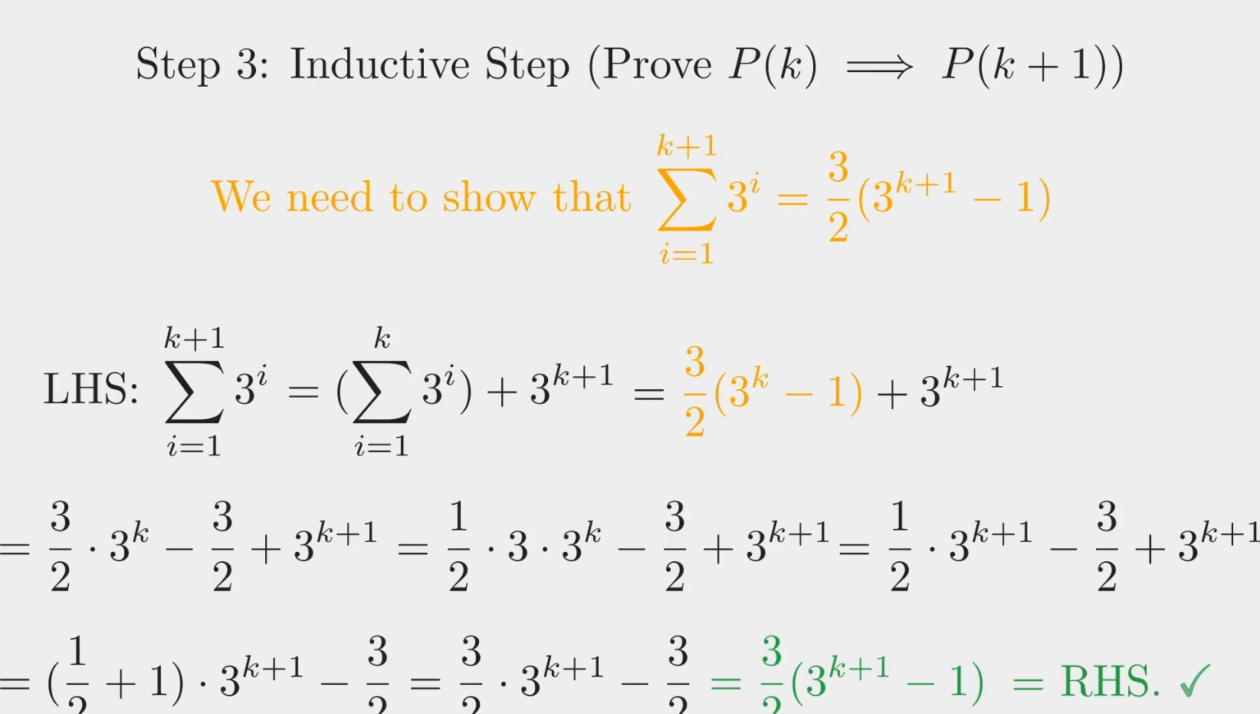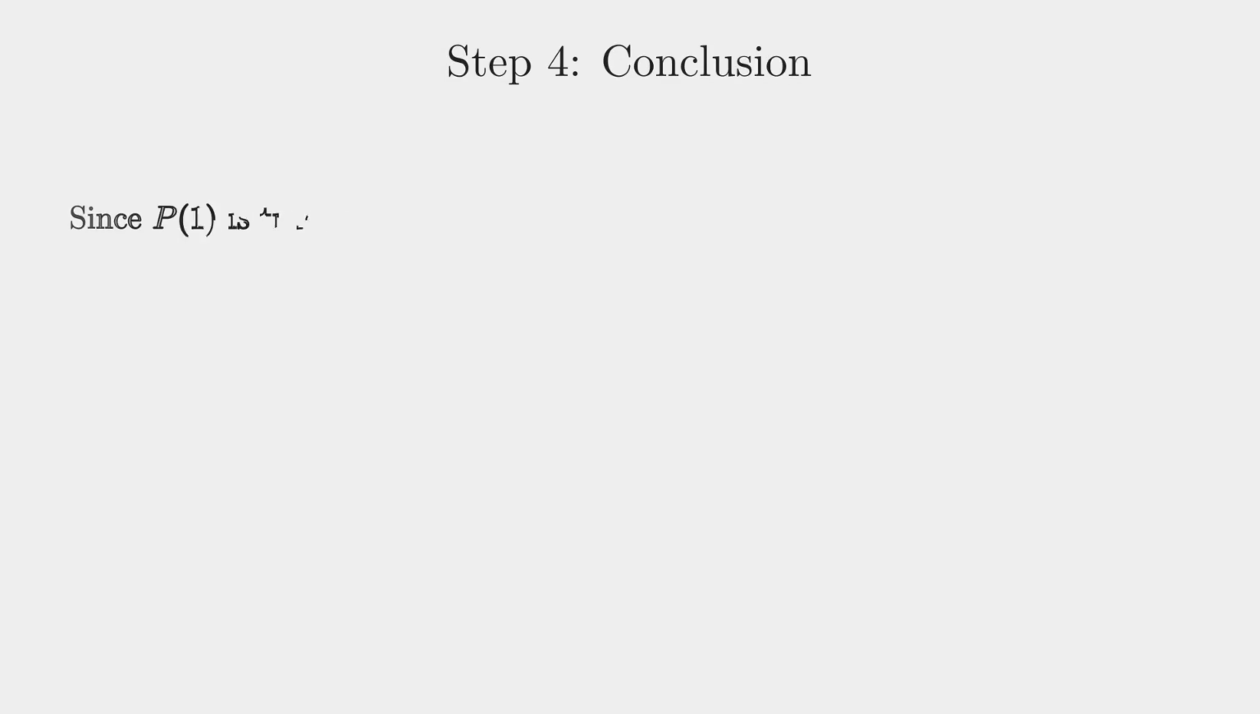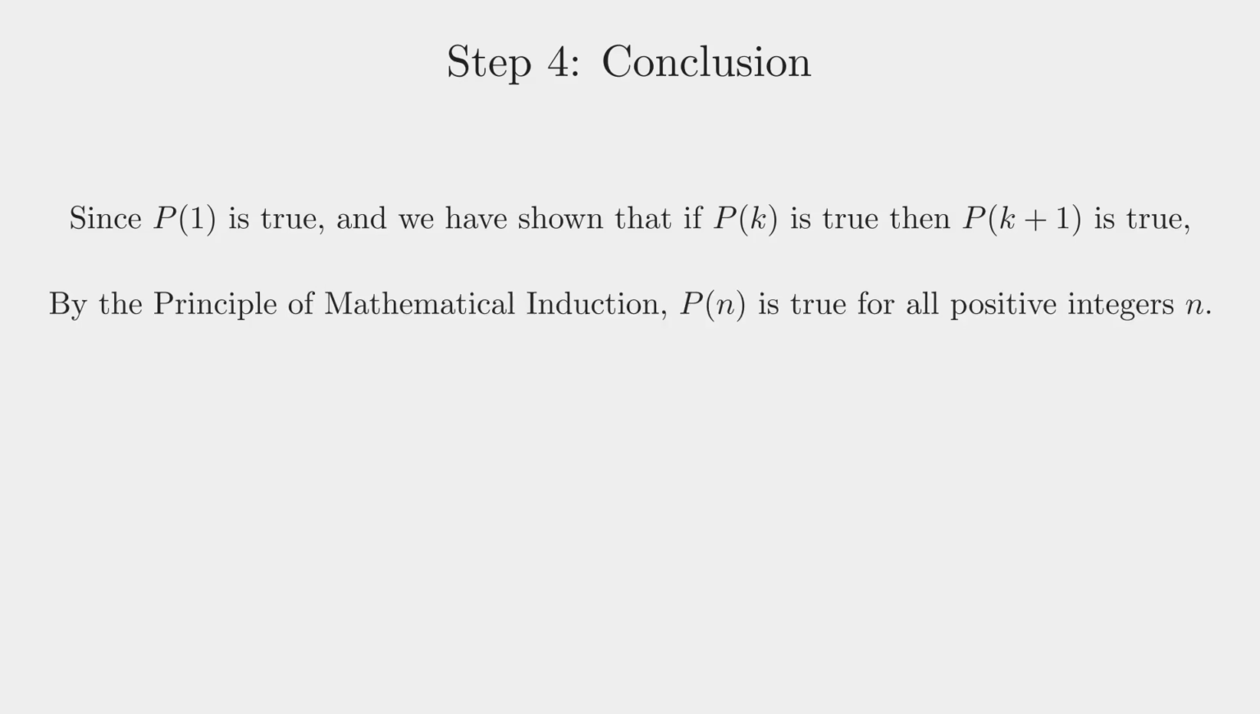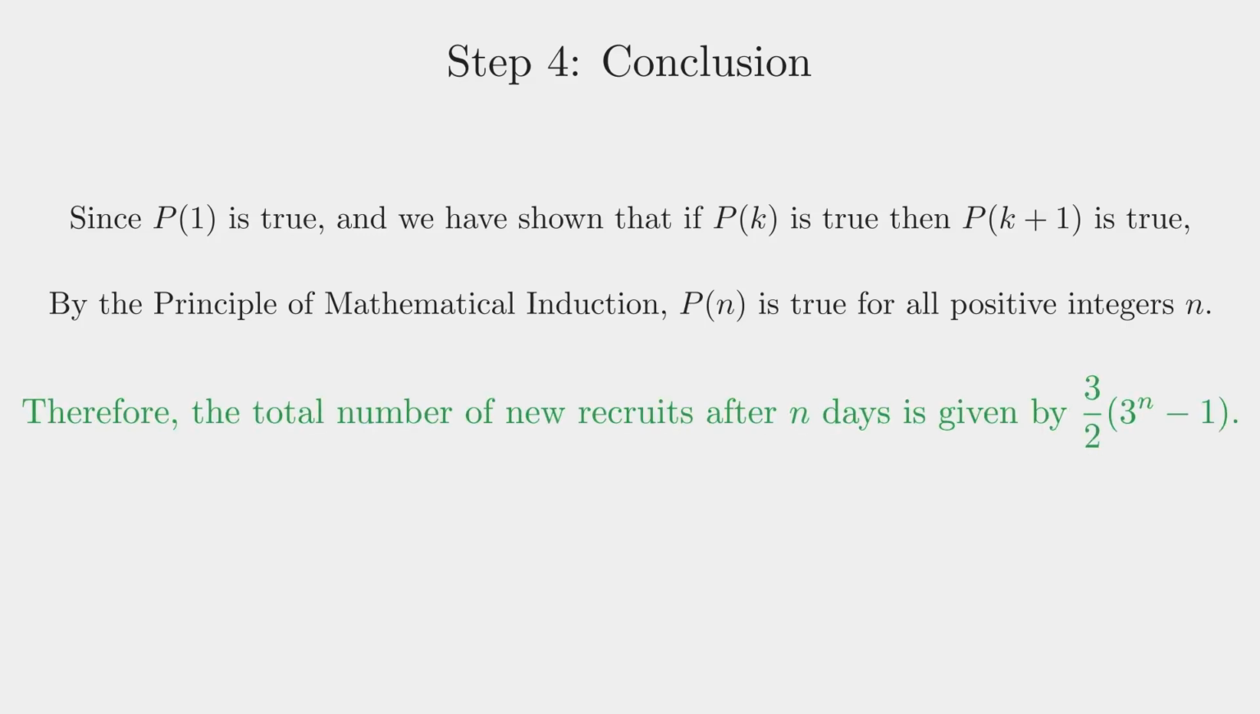So we have successfully shown that if P(k) is true, then P(k+1) is also true. The domino effect continues. Now for the conclusion, we have laid all the groundwork. Since P(1) is true, and we have proven that if P(k) is true, then P(k+1) must also be true, then by mathematical induction, P(n) is true for all positive integers n. Therefore, the total number of new recruits in the grand pyramid scheme after n days is given by the formula 3 over 2 into 3 to the power of n minus 1.